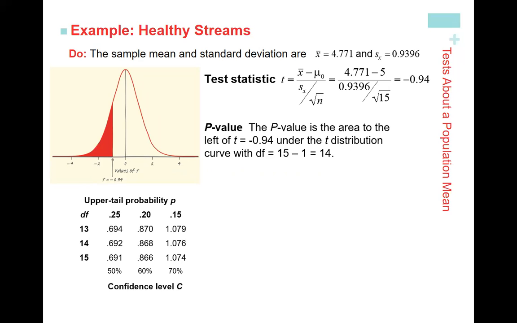You should write down, here's the things you need to write down. You need to write down the formula, plug in the numbers, answer. So getting this t-score of negative 0.94. You should write down the degrees of freedom is 14. And then you should write down your p-value.